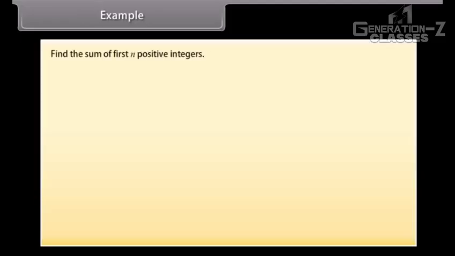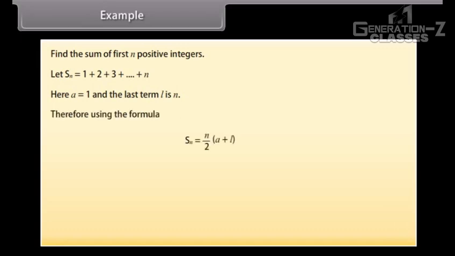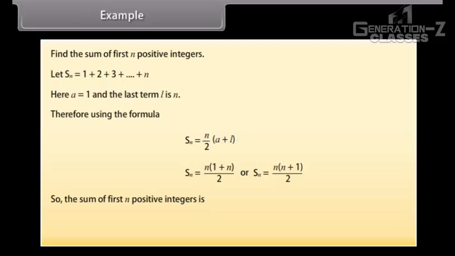Find the sum of first n positive integers. Let Sn is equal to 1 plus 2 plus 3 plus so on plus n. We can see that here A is equal to 1 and the last term L is n. Therefore, using the formula Sn is equal to n upon 2 into (A plus L), we get Sn is equal to n into (1 plus n) whole upon 2, or Sn is equal to n into (n plus 1) whole upon 2. So, the sum of first n positive integers is Sn is equal to n into (n plus 1) whole upon 2.